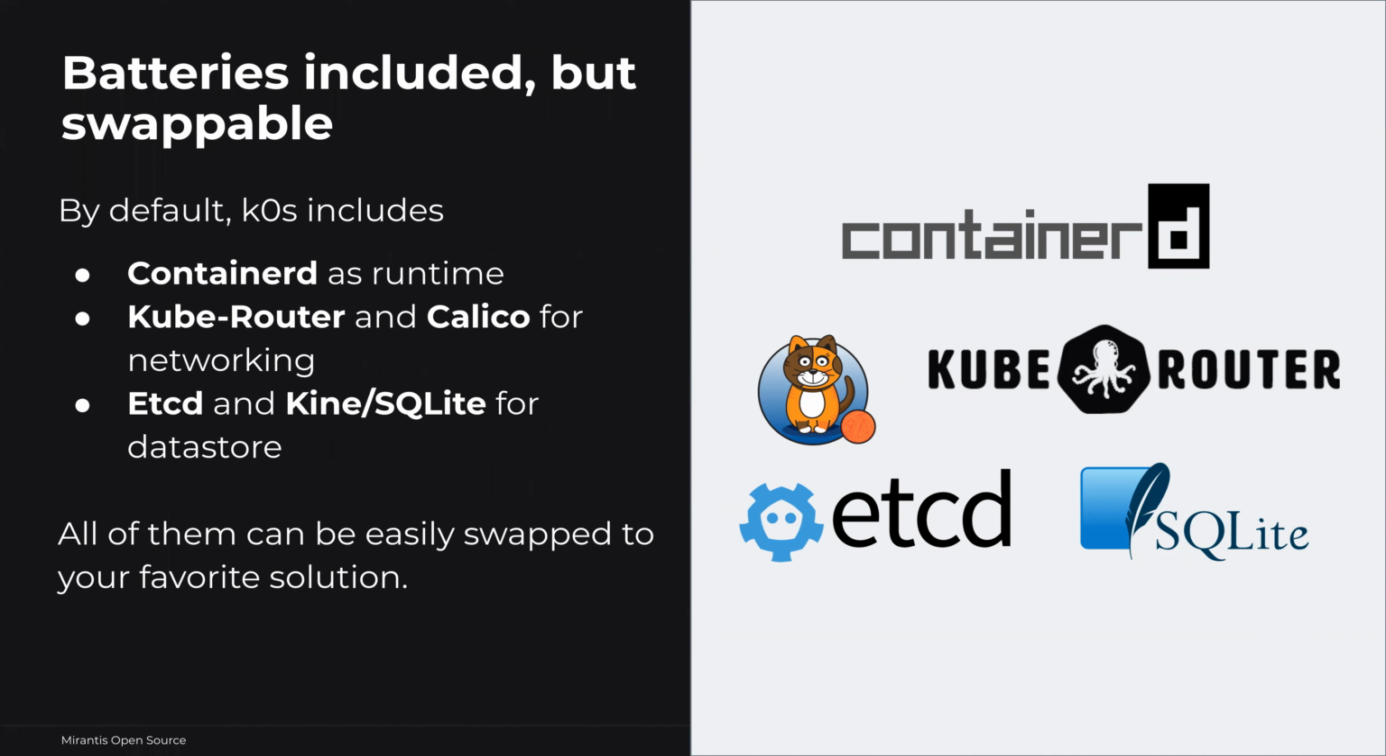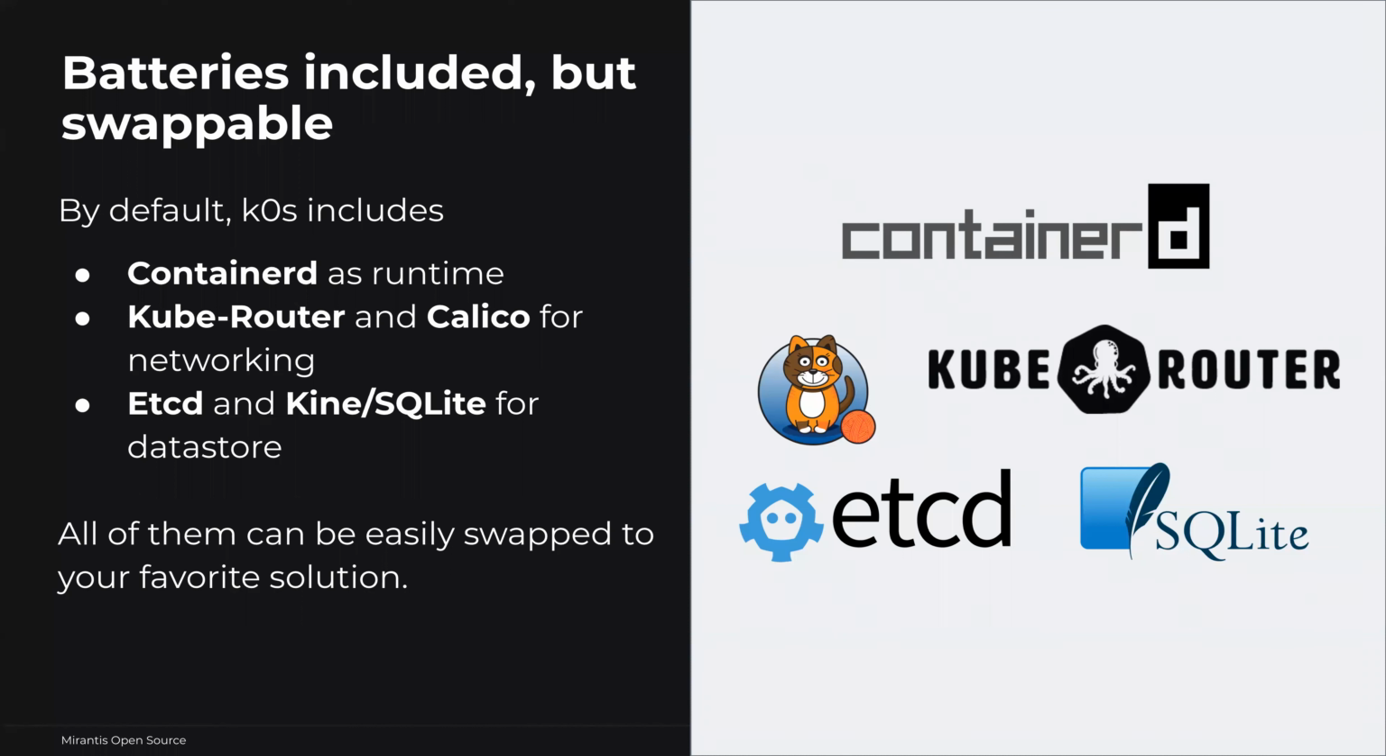What's interesting from the runtime point of view is that we use containerd as the default runtime, and that's packaged within K0s itself. If you look into the K0s binary, there's actually a containerd binary within it, and of course all the needed shims and whatnot. Everything's included. We bundle kube-router as the default CNI provider. Calico is also supported out of the box. etcd is the default data store for the control plane, but we also support Kine and SQLite for the data store as an option.